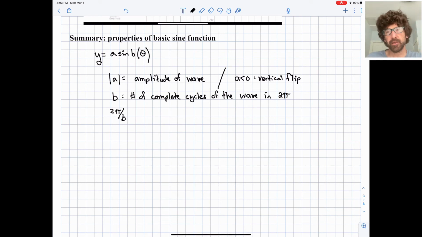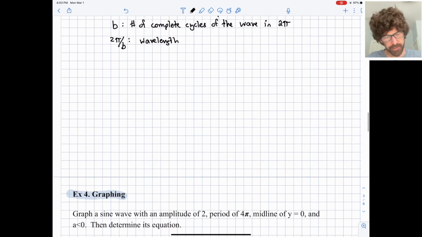Okay? So typically in the parent function, B is 1, which means we have a cycle or a period or a wavelength of 2 pi. We have 1 cycle in the space of 2 pi. But if B is higher, we'll have a shorter wavelength, meaning we'll have more cycles fit into the space of 2 pi. If b is smaller, we'll have a longer wavelength. So 2 pi over b then is the wavelength itself. Okay, so we're just taking our 2 pi, dividing by b to see how long one particular wave is, or one cycle. All right, let's do some examples.